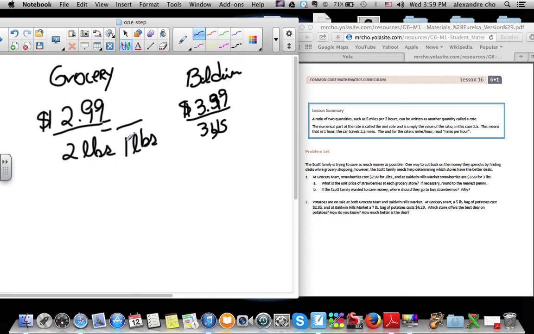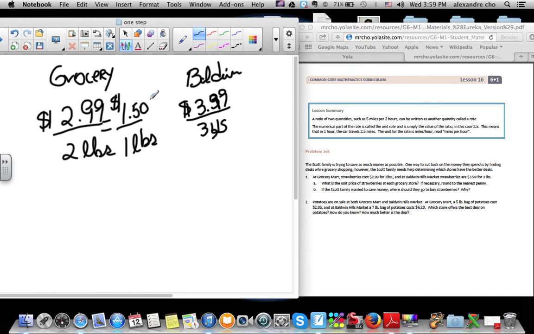To go from 2 to 1 is divide by 2, so obviously you got to divide the top by 2, okay? And $2.99 divided by 2, to be exact, is $1.495, okay? But since we're talking about money, I guess you can round it to $1.50. Because if you divide, you're going to get 1.495. Money is 2 decimal places. The 5 makes the 9 go 1 higher, so that's how I got $1.50.